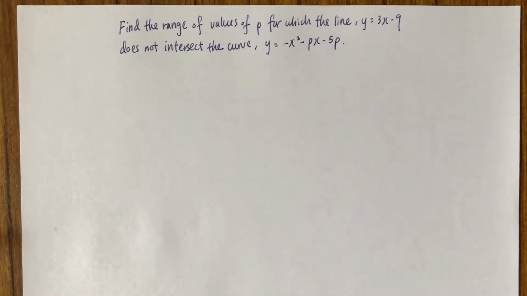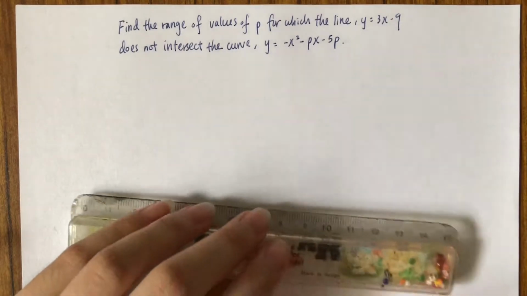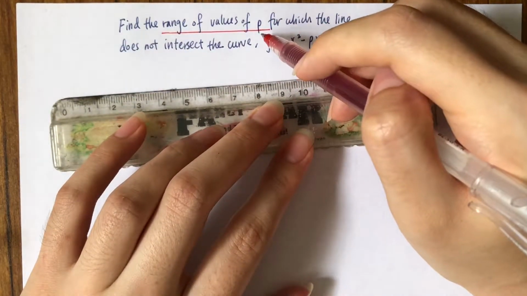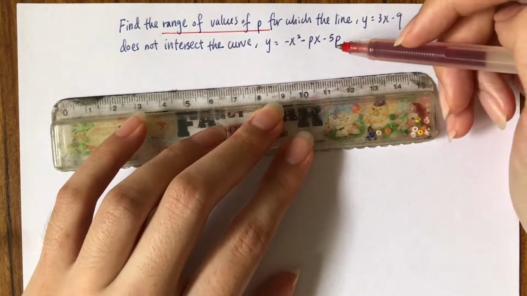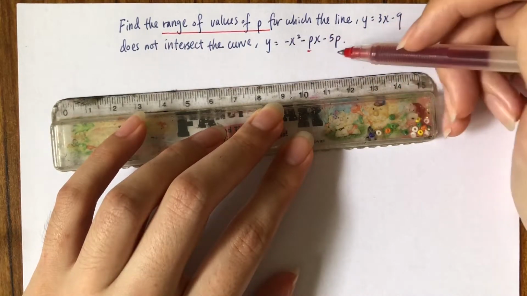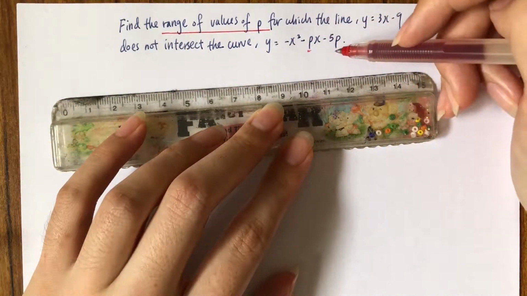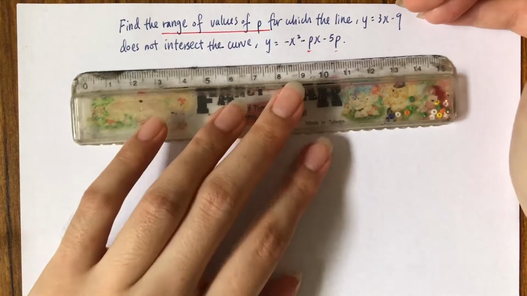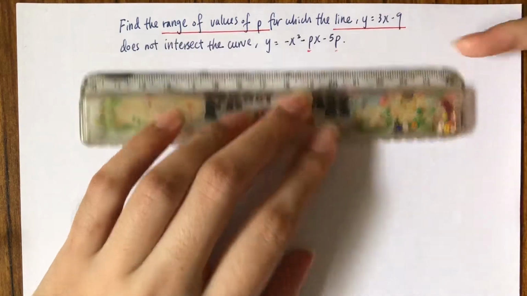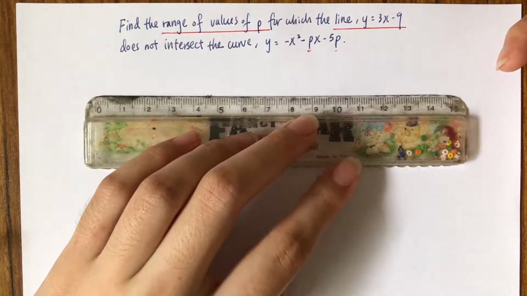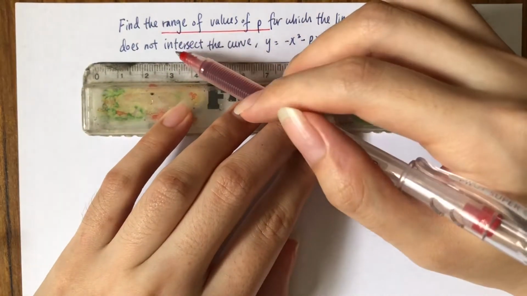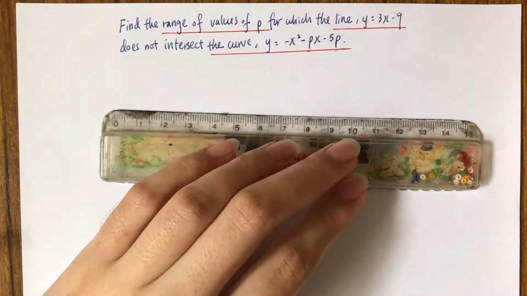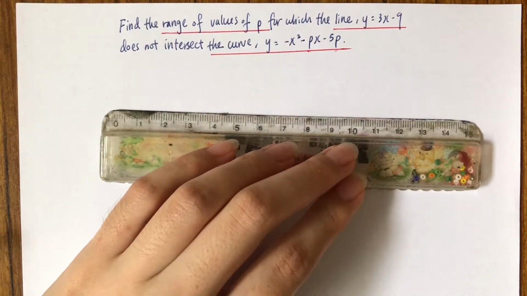Okay, first, take note that in the question, eventually the aim is to find the range of values of the unknown p. And where is this p? It appeared in the curve, the equation of the curve. You can see here we have the p here. So we do not know what the range of values for p is, and we want to find it out. This question concerns a line with the equation y equals 3x minus 9 and its behavior with a particular curve y equals negative x squared minus px minus 5p.